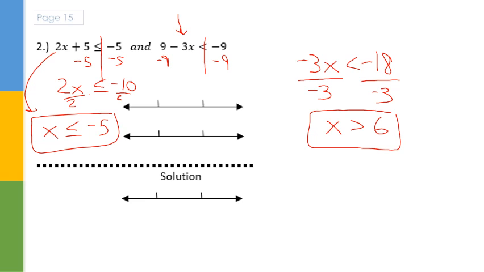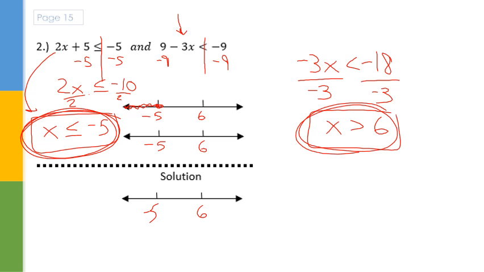So I have my two inequalities. This is an and. Negative 5 is the smaller of the two. I'm going to graph the x is less than negative 5 first, closed and to the left. I will graph the x is greater than 6 on the second line. So this is open and shaded to the left. And they don't overlap at all, so you don't shade anywhere.